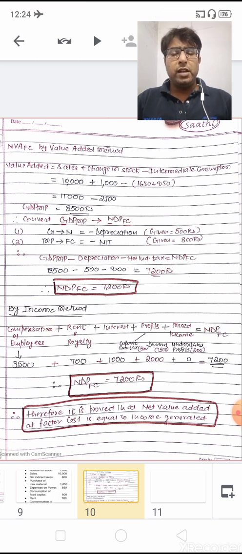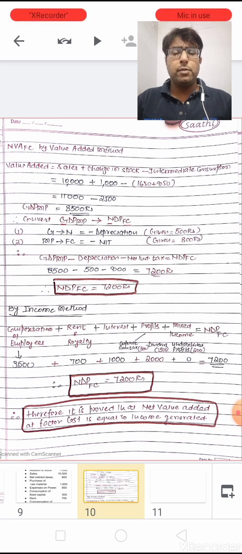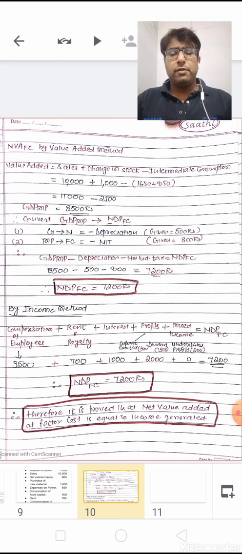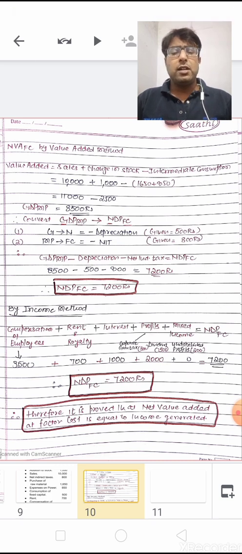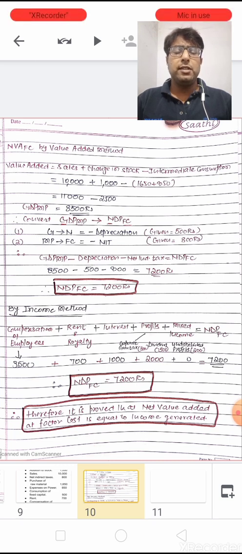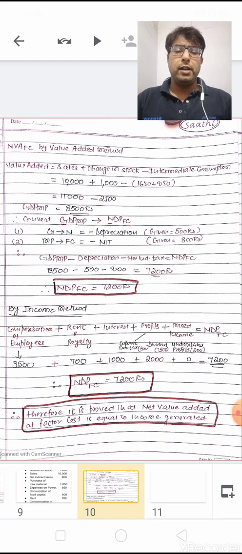Now this is the first answer, we calculated the NDP-FC by the value added method. Now we have to find out NDP-FC again by the income method. So we are applying the formula: compensation of employees plus rent and royalty plus interest plus profits plus mixed income. These are the components of the income method. When we add all this, we get directly the value of NDP-FC.